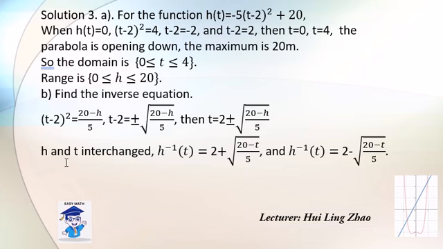And then h and t interchange. So we can get h negative 1 equal 2 plus the square root of (20 minus t) over 5, and h negative 1 equal 2 minus the square root of (20 minus t) over 5.